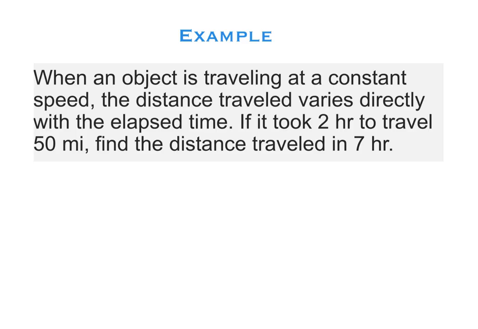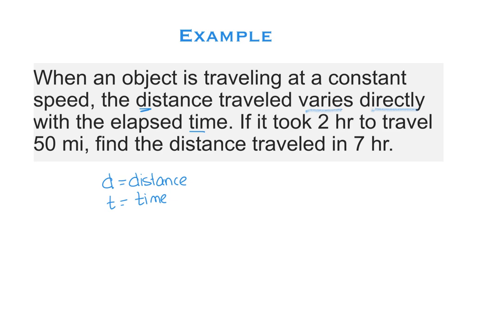When an object is traveling at a constant speed, the distance traveled varies directly with the elapsed time. And so we see that word directly, varies directly. So that's really important here. Varies directly with the elapsed time. So we have these variables that we don't know. We don't know distance. We're going to say distance here is D. And then varies directly with time. So we're going to say, well, time is going to be that T.